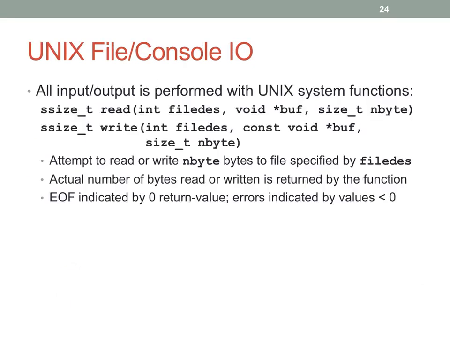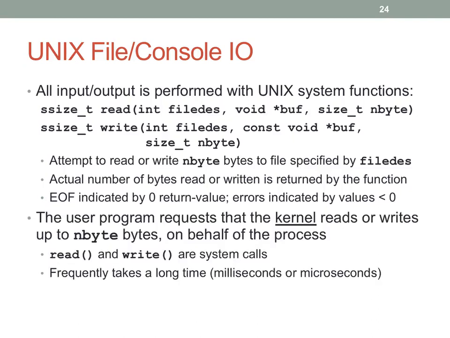Again, it all comes down to our simple file I/O abstraction that's provided by the operating system. You have read, and you have write. We attempt to read or write some number of bytes specified by a file descriptor. The actual number of bytes read or written is returned by the function, because if you're reading a socket and saying I want 1,000,000 bytes, it may return after giving you 35 bytes, because you don't want to wait for 1,000,000 bytes, or maybe there aren't 1,000,000 bytes ever going to show up. EOF is indicated by 0.